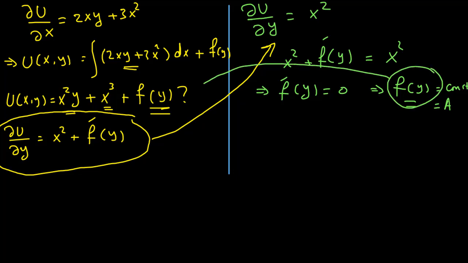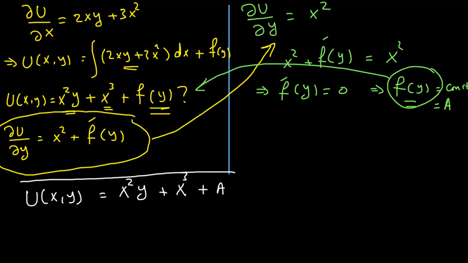We take this and substitute it in our u of x and y to get the solution. So our u of x and y will be x squared y plus x cubed plus f of y, which is the constant that we have called a, and this is our u function.